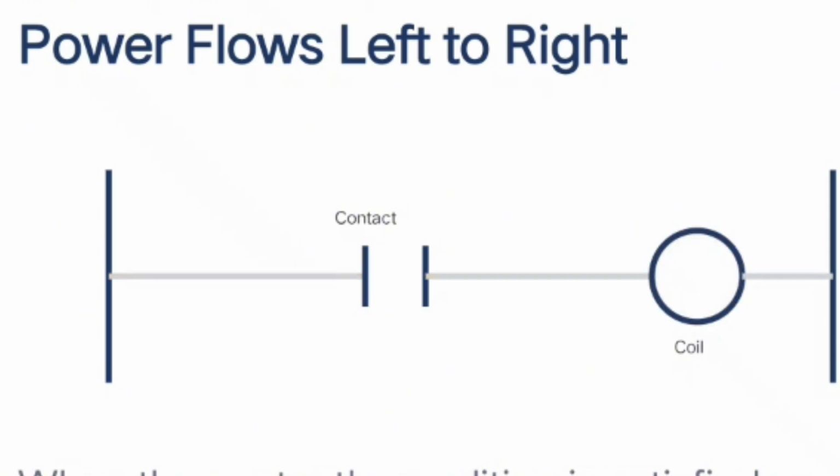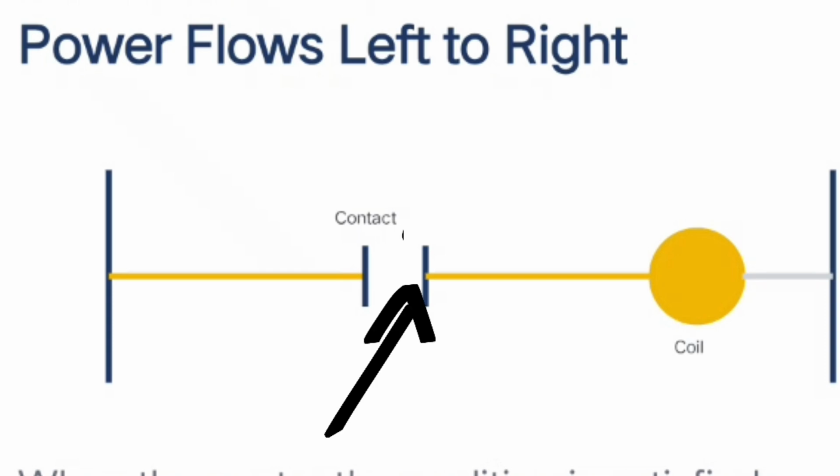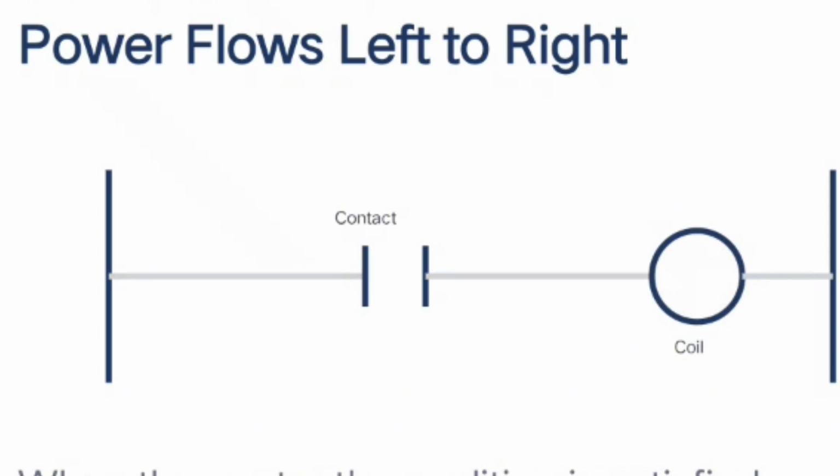You'll see two symbols constantly. First, the contact, drawn as two vertical bars, like this. It represents a condition: is a switch closed? Is a sensor active? Is a permit satisfied? A contact doesn't consume power itself, it only allows or blocks the path.